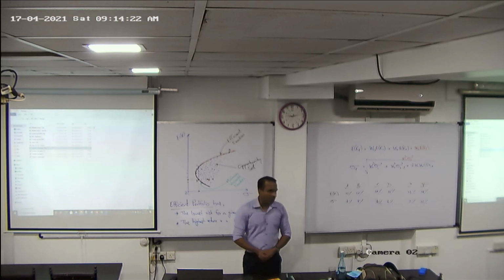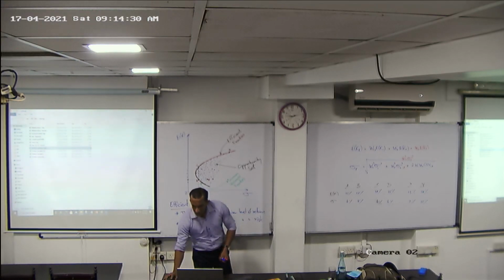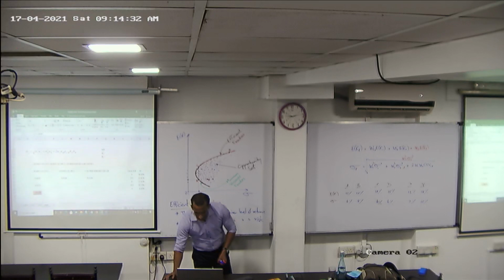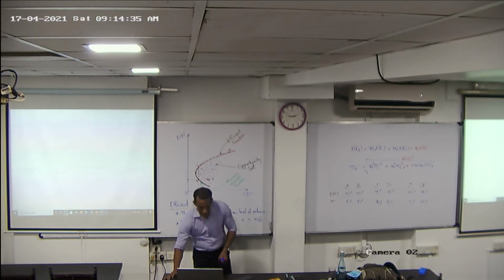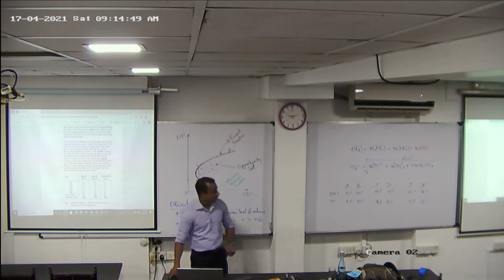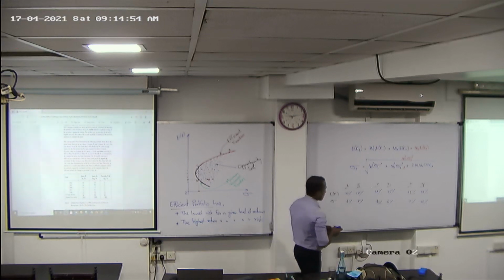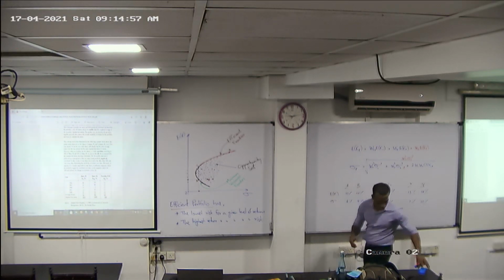Then we can calculate another value. I think I have not mentioned it last week. So that is called coefficient of variation. Did I mention it last week? No. Right. So that is called coefficient of variation. The coefficient of variation measures the risk per unit of return. How is it calculated? It is calculated as the standard deviation divided by the expected return.